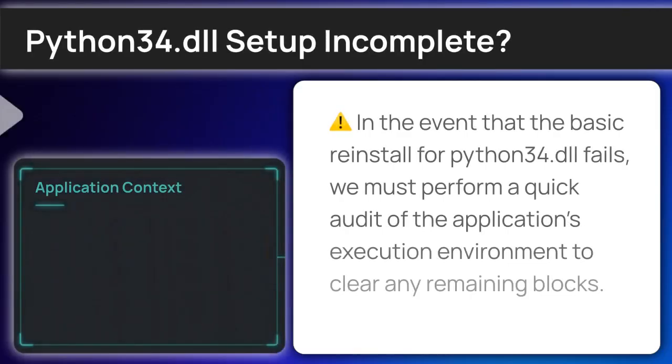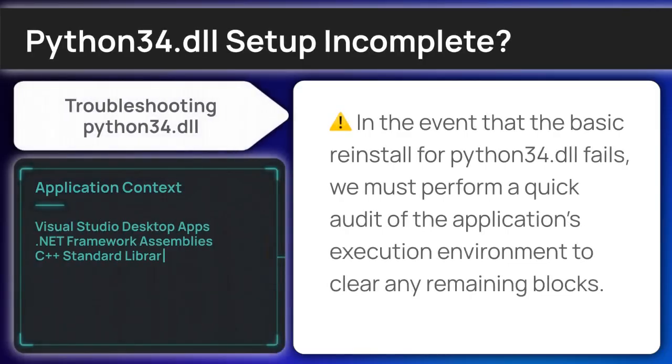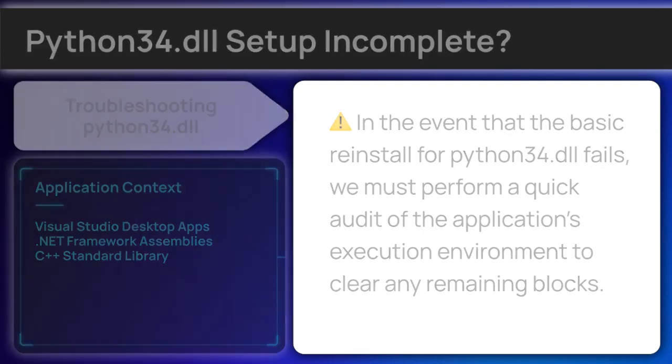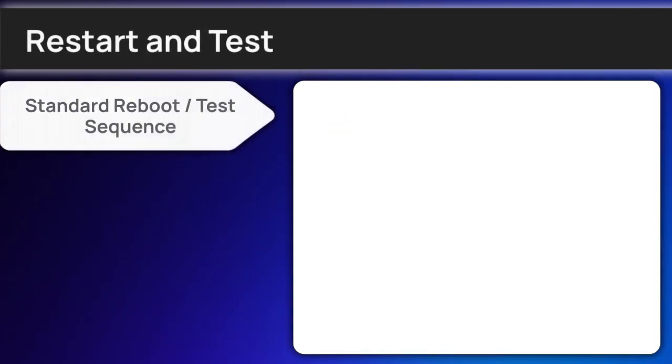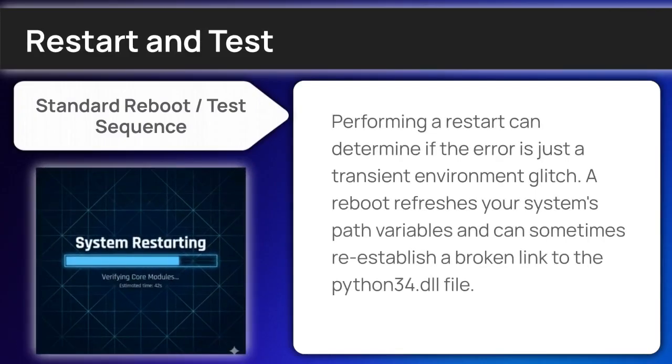In the event the error remains visible, it indicates we need to verify the environment's ability to register new shared resources. A simple restart can resolve file in use errors that mimic a missing Python34 library message. It's a low-effort step that ensures your operating system starts with a clean execution stack.